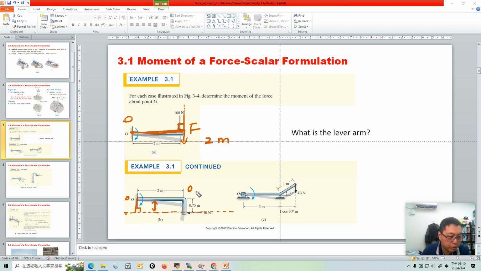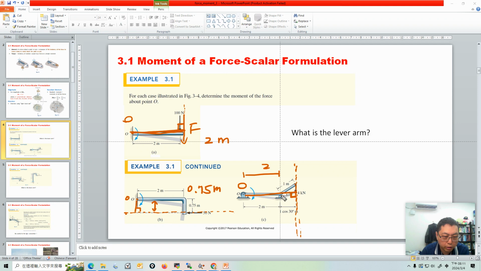It's 0.75. And now here, there's a force vector, 4 kilonewton, pointing down. So let's draw the line of action of the force. That's the line of action of the force, and the reference point O is here. So what's the perpendicular distance between O and the line of action of the force? It's here. I told you this is 2 and this is 1.